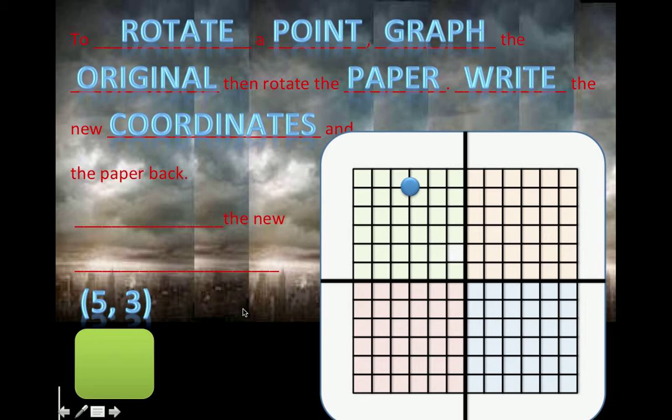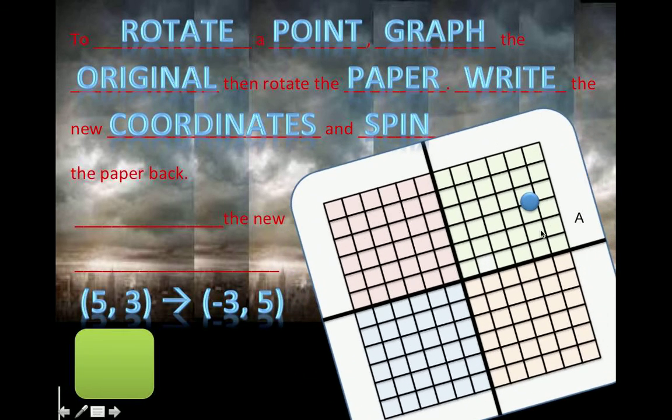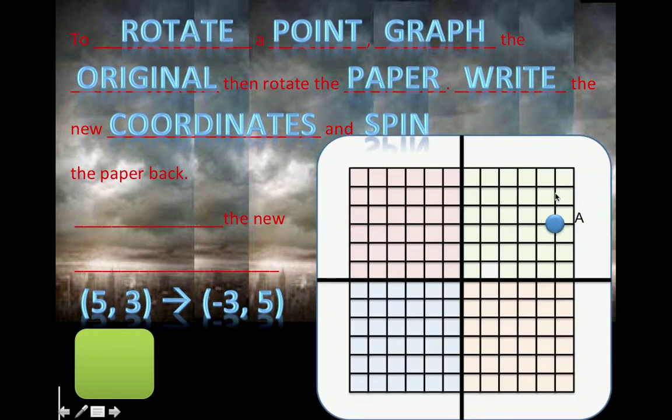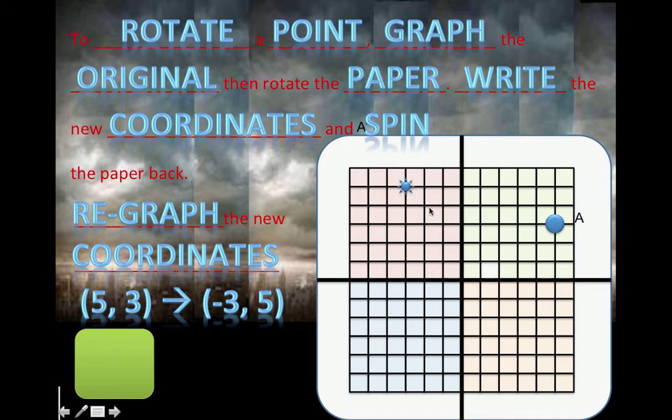So we're going to write that down. -3, +5. We're going to spin our paper back now to how it was originally. So we take it and spin it back. So our point is back where it started. And now we're just going to graph this new set of coordinates we have here. We're going to regraph these coordinates. So we're going to go to -3, +5, which is right up here. And that is where our new point would be.